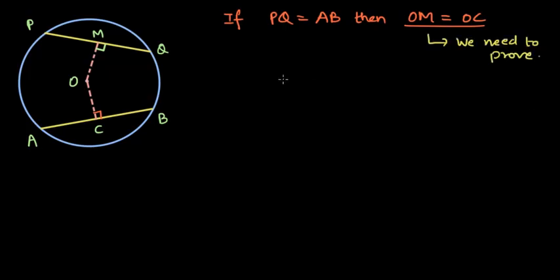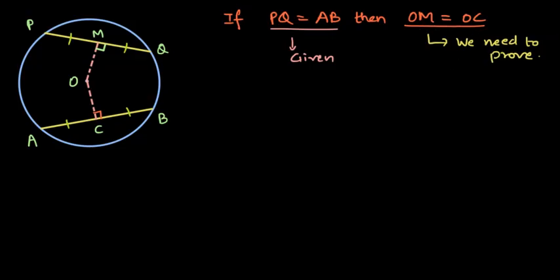How are we going to do this? First of all, by collecting all the information that we have. What I can see from the diagram is that clearly PQ is equal to AB because it's given to us. We are going to use the knowledge point that the perpendicular drawn from the center of a circle to the chord bisects the chord. So from our knowledge of geometry, we know that M is the midpoint of PQ because OM is a perpendicular from the center of the circle to the chord, and similarly C is the midpoint of AB since OC is perpendicular to AB and O is the center of the circle. With all these knowledge points, let's see if we can prove OM is equal to OC.